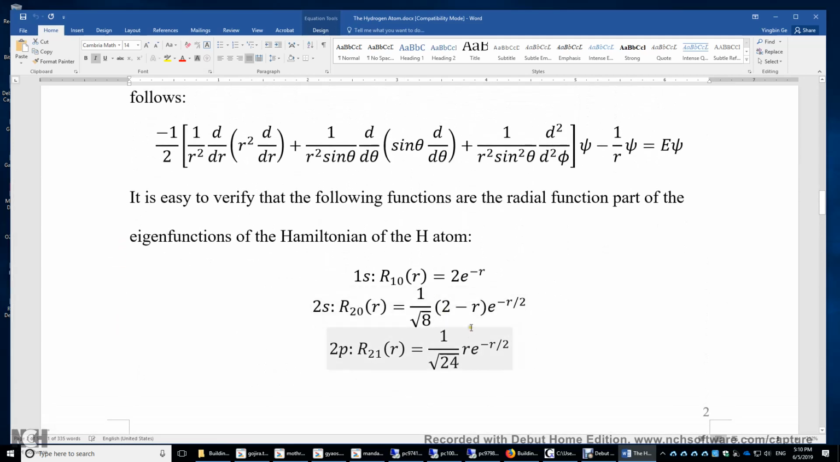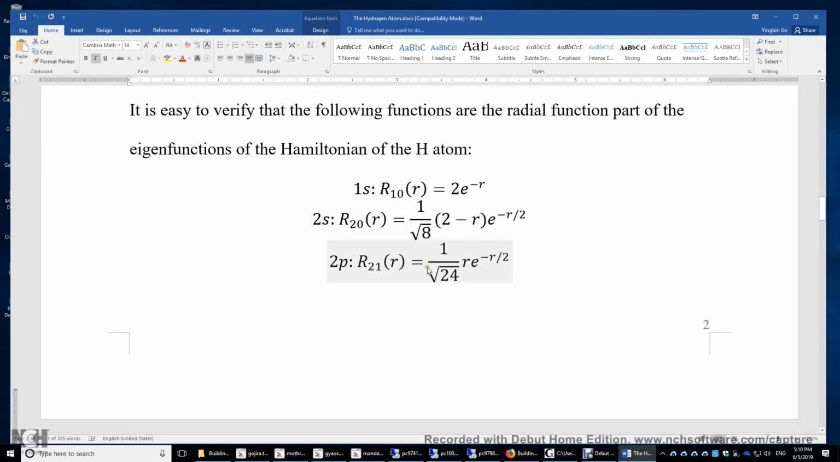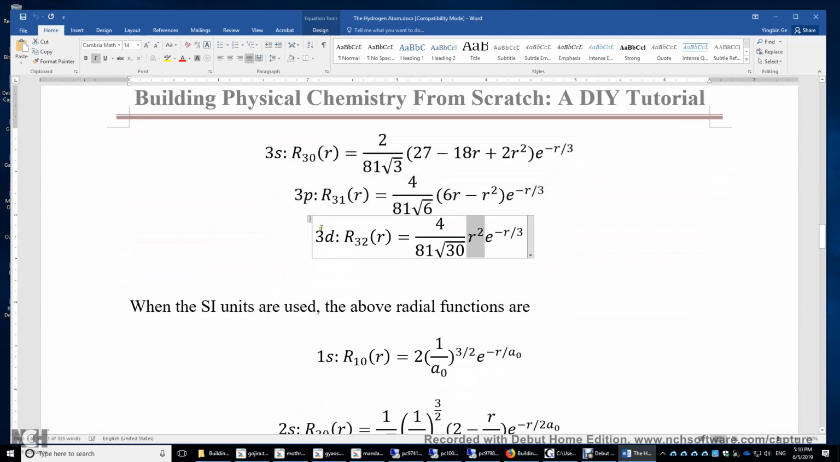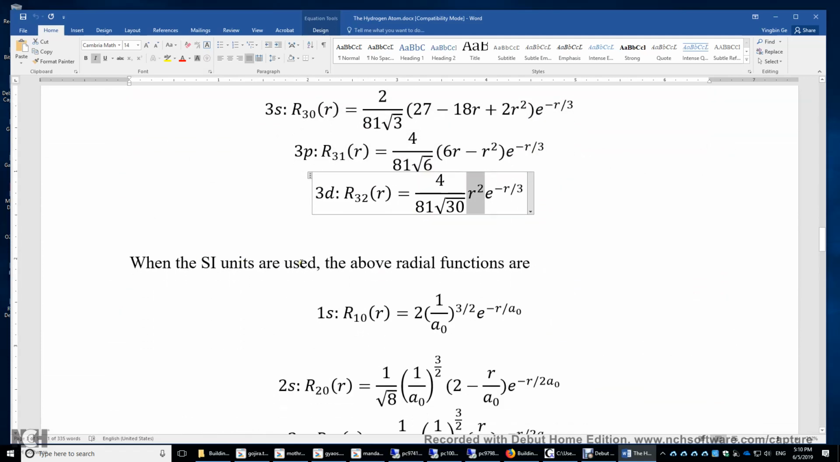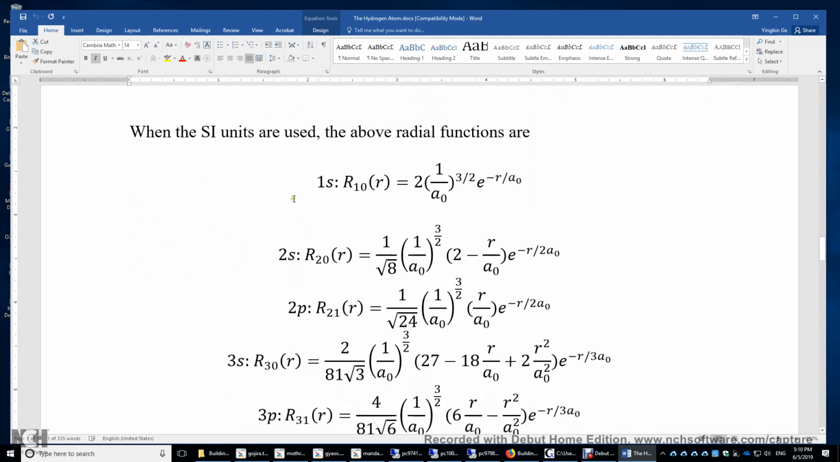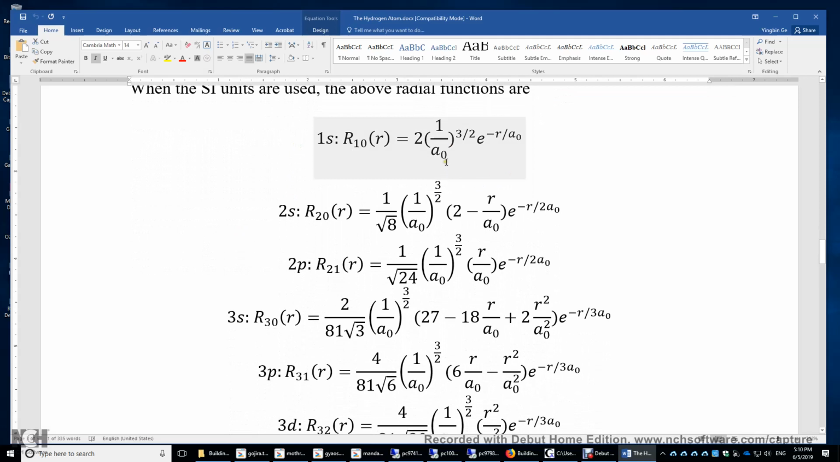So again, those are the radial functions. The 1s function decays faster, the 2s, 2p slower, 3s, 3p, 3d the slowest. When SI units are used, the above radial functions are actually this. They look much more complicated. You see this A naught? A naught is 1 atomic unit of length.